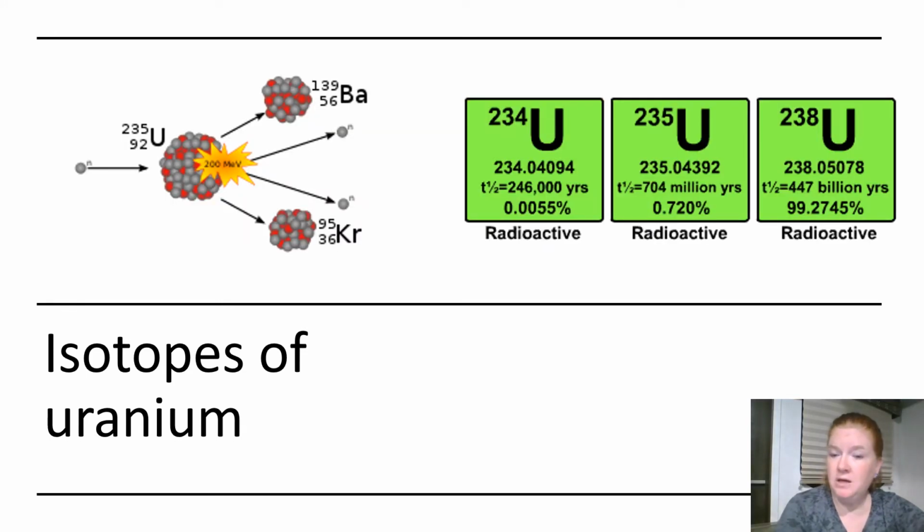And then uranium. Uranium has 3 isotopes, all unstable, all radioactive. The mass numbers are different: 234, 235, 238. The atomic masses are different. Same number of protons though.